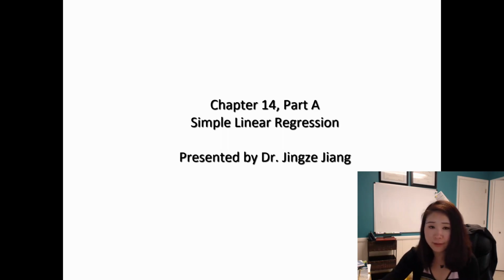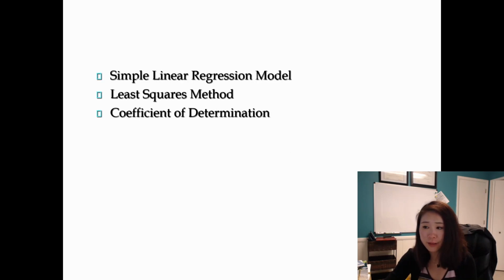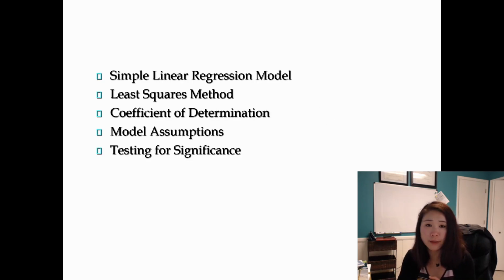So just to summarize, these are the things we're going to cover in Part A. What is the simple linear regression model? What is the least squares method? How to measure the quality of the sample model? We use the coefficient of determination. What are the assumptions we impose on the model? And lastly, we're going to look at how to know our sample model can be used to represent the population. The method we use is called testing for significance.